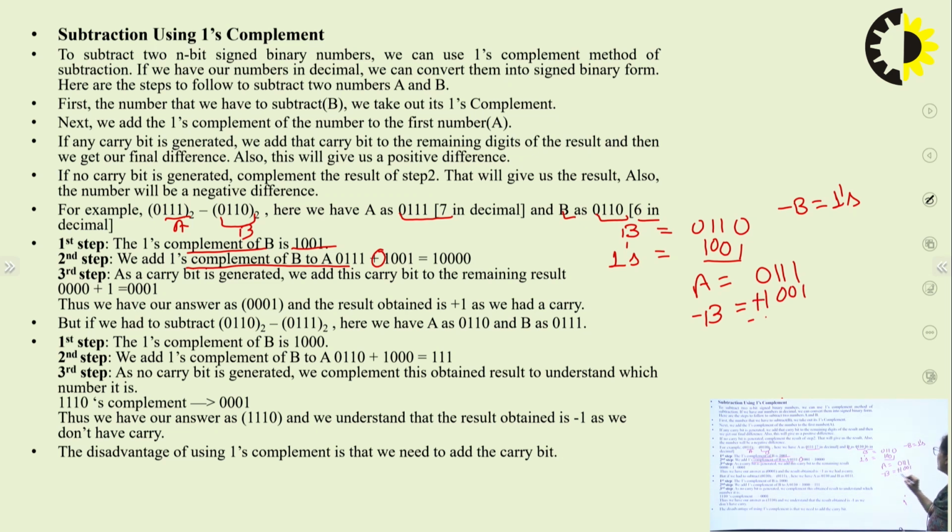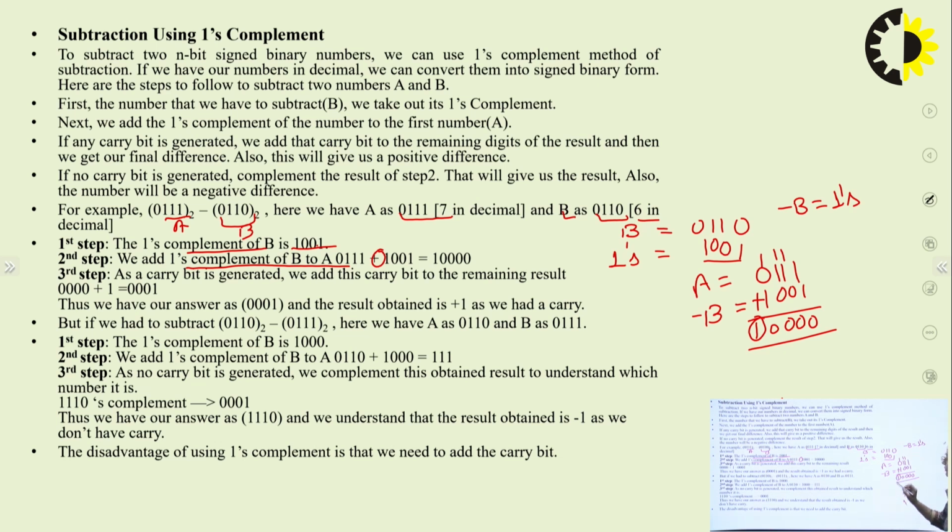We will add both the numbers. When adding binary numbers, 1 plus 1 is 0 with carry 1. Again 1 plus 1 is 0 with carry 1, and again we get a carry of 1. We have a number here in 4 bits, 1, 2, 3, 4, but in the result we are getting 5 bits.